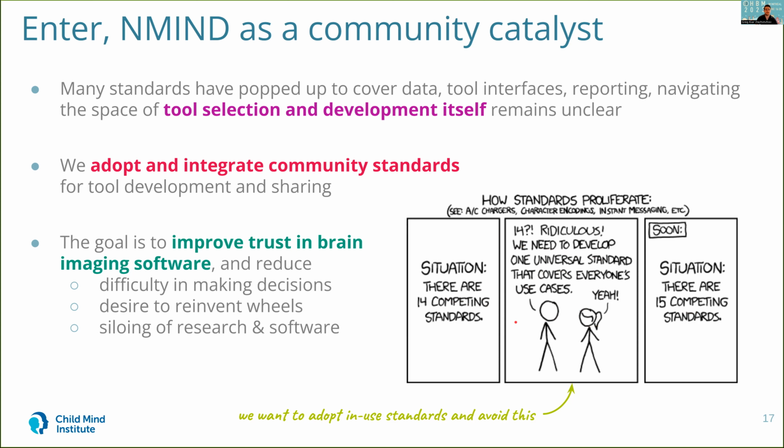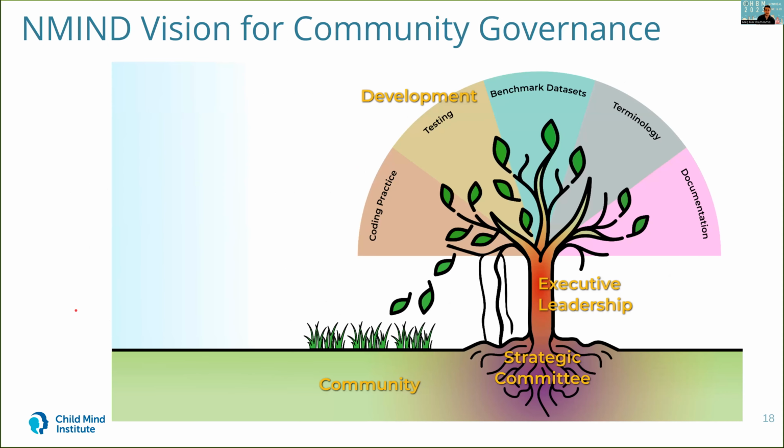Rather than trying to come up with a catch-all, our goal is to make it easy to decipher, decode, and navigate this space of standards, of tool development, best practices, and tools themselves, so that we can easily adopt the ones that are relevant. We can easily evaluate tools based on the relevant axes. And ultimately, we can improve the trust in brain imaging software, which will make it easier to make difficult decisions around tool selection. It'll reduce our desire to reinvent wheels, and it'll make sure we're more collaborative and end up having more reproducible results. Now, a crucial part of this is making sure that we stay in line with what the community actually cares about and needs. And so a vision for the governance model of NMIND is really this grassroots sketch that turned into something a little bit more hacky than a sketch, I suppose.